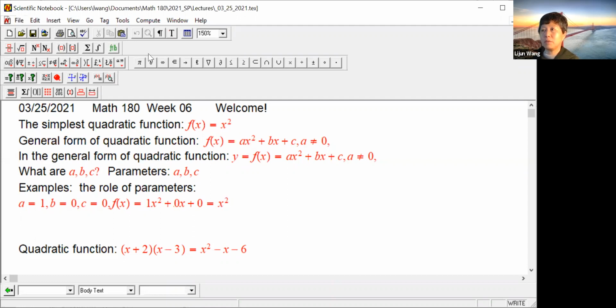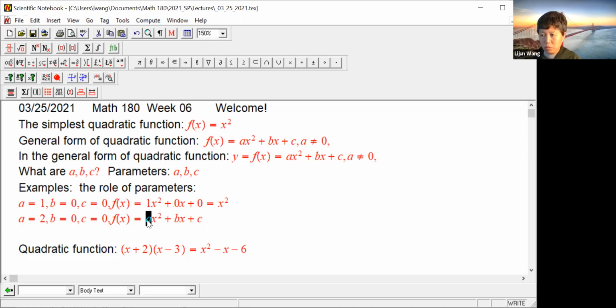Let me give you another example. This time I'm going to assign a equal to 2, b equal to 0, c equal to 0. What will be the consequence after that assignment?